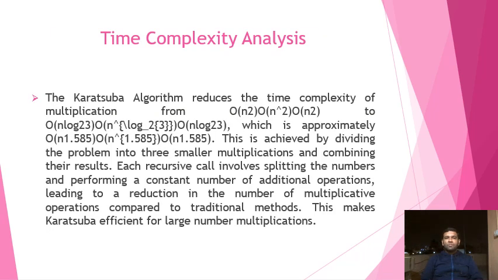Next one is the time complexity analysis. The Karatsuba algorithm reduces the time complexity of multiplication from order of n square to order of n to the power log 3 to the base 2, which is approximately order of n to the power 1.585. This is achieved by dividing the problem into three smaller multiplications and combining their results. Each recursive call involves splitting the numbers and performing a constant number of additional operations, leading to a reduction in the number of multiplicative operations compared to traditional methods. This makes Karatsuba efficient for large number multiplications.